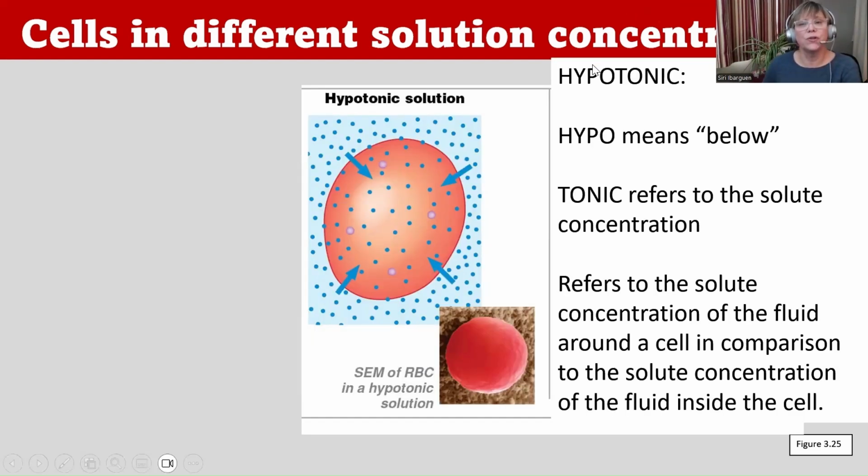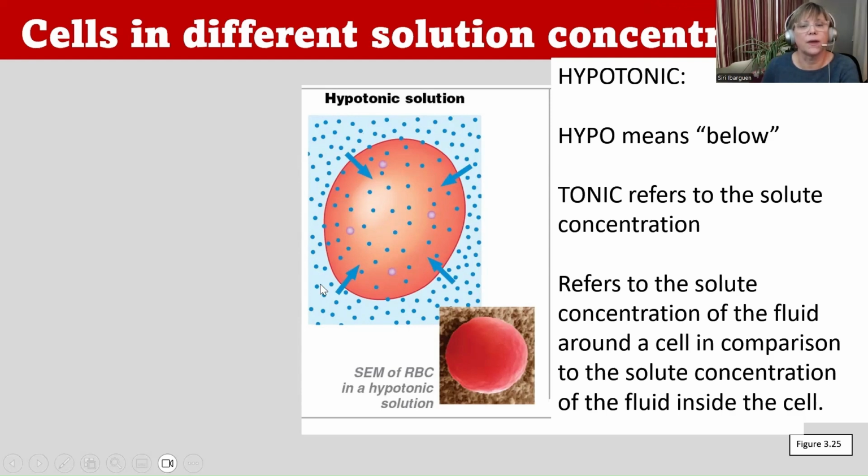So now let's move to hypotonic. Hypo means below. So something that's below the amount. Now, it's hard to see here, but see these little purple guys? Those are the solutes. So you can see that there's some solutes here inside the cell, but there are no solutes outside. So this is like a cell that's inside a beaker full of very pure water, right?